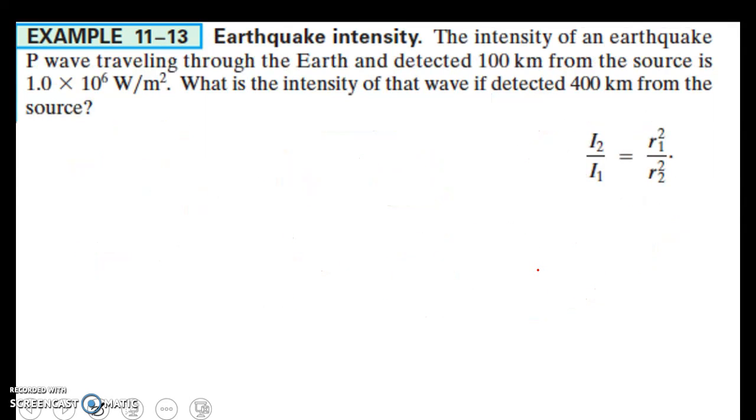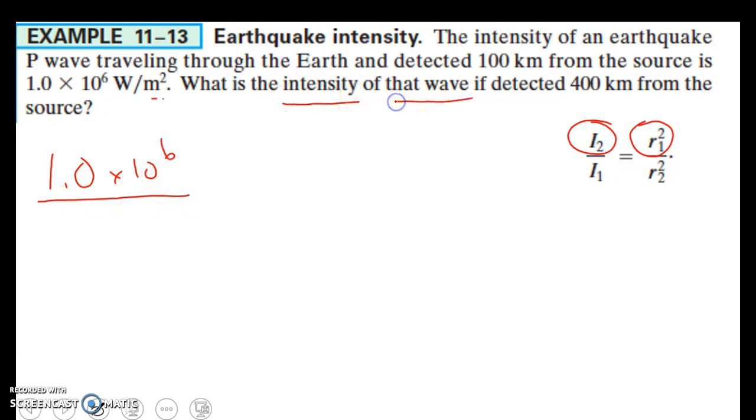Another one is intensity of waves, and an equation about intensity and sound, or intensity of an earthquake. When we look at intensity of a sound, it's in watts per meter squared, okay? And then R is just the distance away from the source, okay? So pick something to be I2. I'm going to pick 1.0 times 10 to the 6th to be my I2. I want to find the intensity at a different distance, so that's going to be my I1.